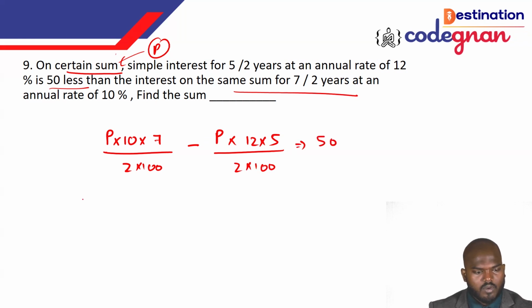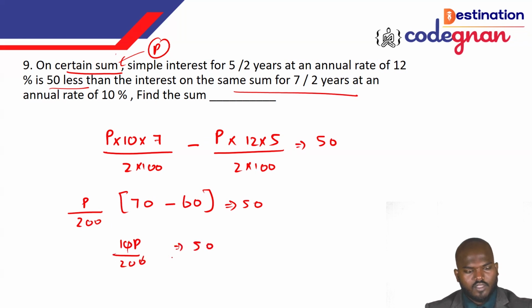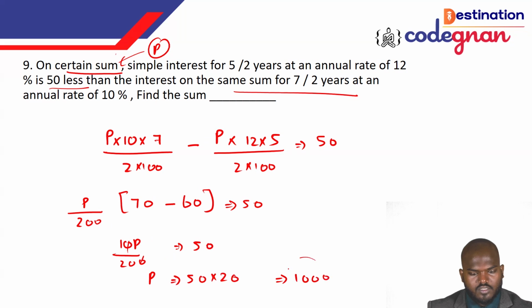Okay, so taking the common term here, P by 200 is common. This one, 10 times 7 is equal to 70, minus 12 times 5 is equal to 60, is equal to 50 here. So simplifying this one, it will give you 10P by 200. The 0 gets cancelled, and you can call it P by 20 equal to 50 here. So 50 times 20, we will get the answer. 1000 is the final answer in this question.